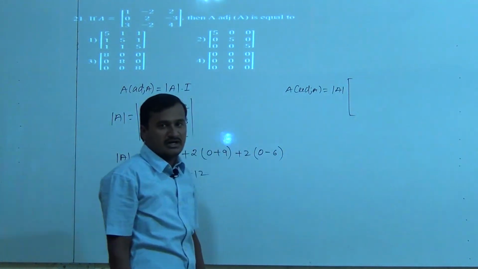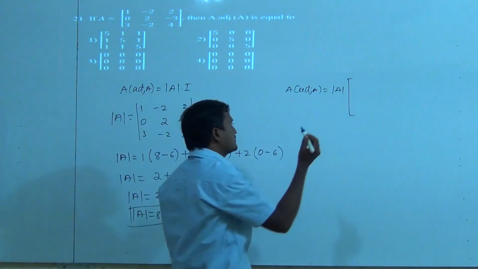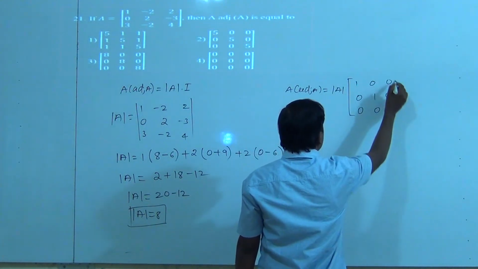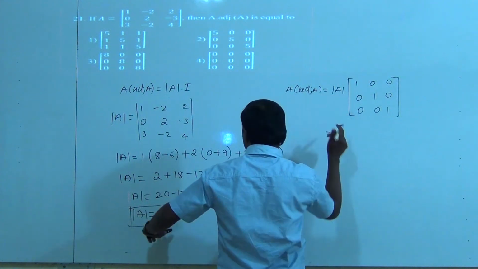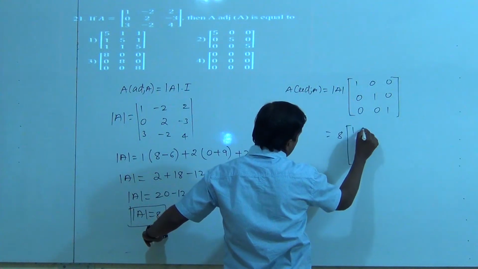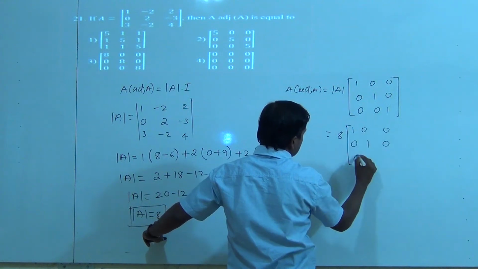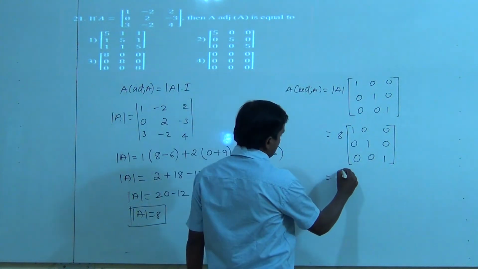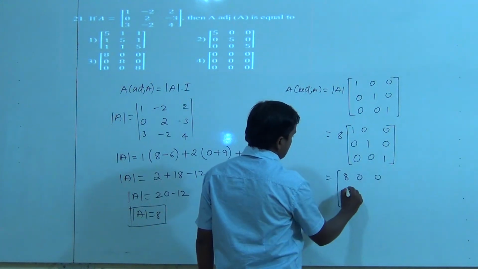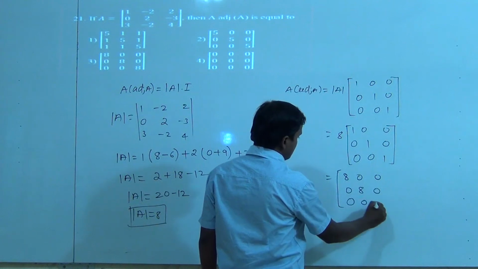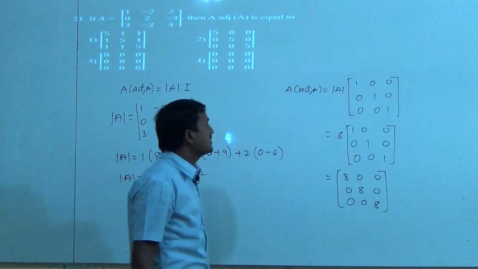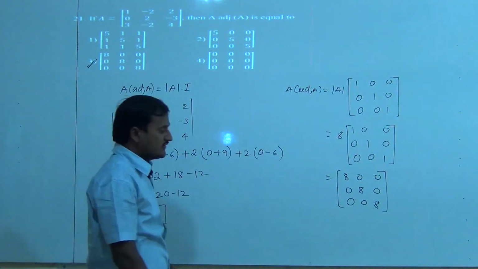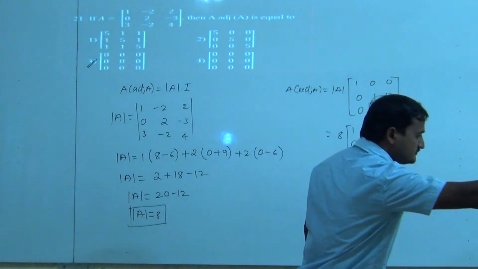I is nothing but what? Identity matrix of order 3 cross 3, 1 0 0 0 1 0 0 0 1, right? Now what is the value of determinant of A? 8 is there. 8 into 1 0 0 0 1 0 0 0 1. Multiply each element of this matrix by 8. So clearly what you are getting is 8 0 0 0 8 0 0 0 8. So which option is the right one? Clearly the third option is the right one. Okay, we will go for the next question.